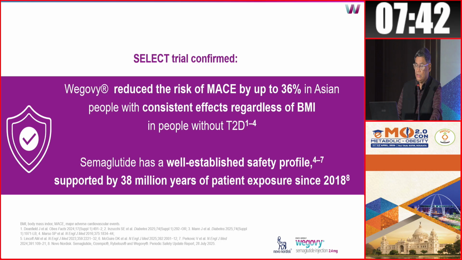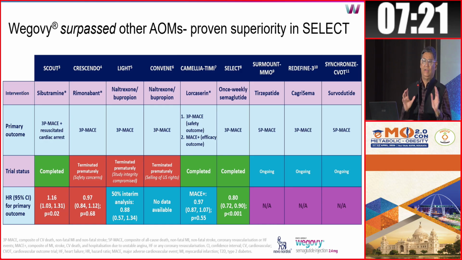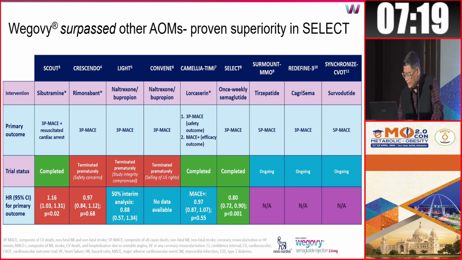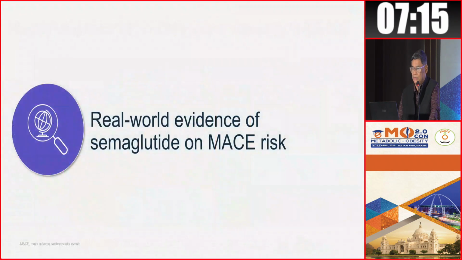MACE reduction up to 36% in Asian people. So the benefit was even more among us and surpassed other anti-obesity medication, showing superiority. Now, if you look at this chart, I want to draw your attention to the SELECT. And you can see it is a completed study. And of course, others have got various green, red, and other patches. So you have got one confident molecule of semaglutide in full dose that's giving you the benefit.